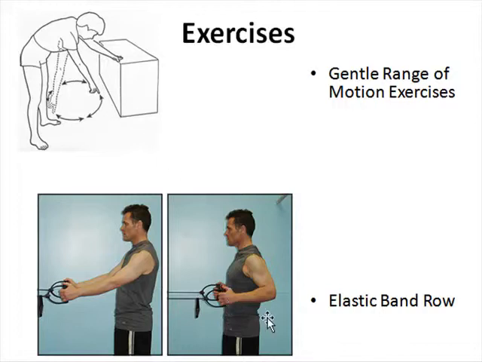And also, elastic band rows is a great exercise to work on the shoulder blade muscles. It pulls the shoulders back, frees up the shoulder joint, and this is one of my favorite exercises to give to patients who are struggling with shoulder pain, especially adhesive capsulitis.